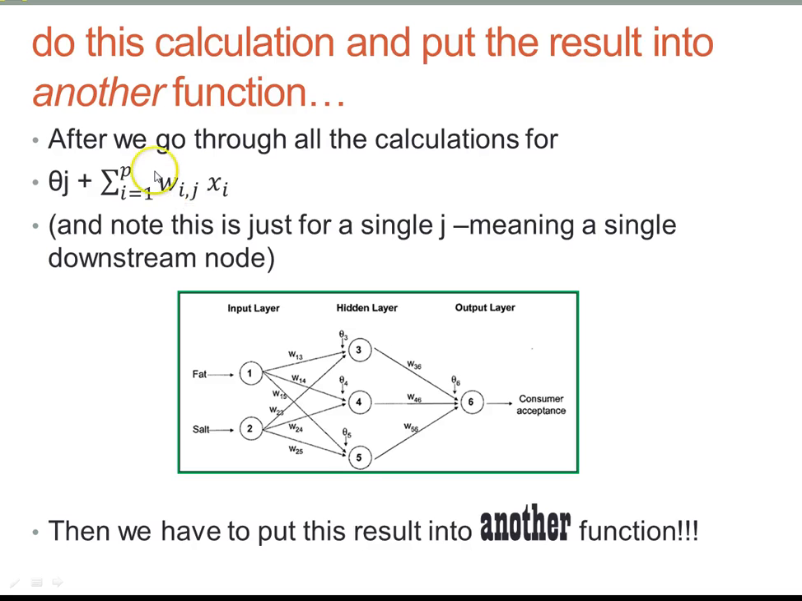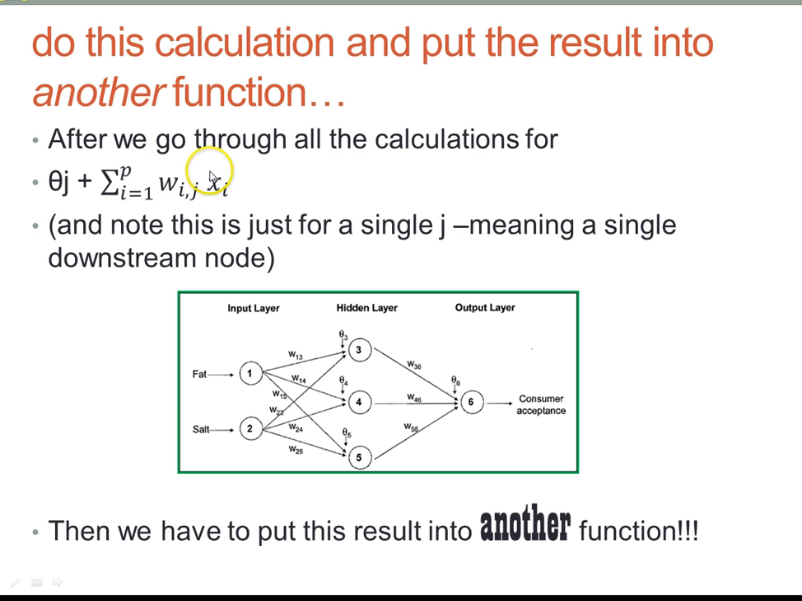Okay? So, anyway, we have this, and this is going to tell us what's going into the jth node, like this node or this node or this node. Unfortunately, that's not the end of the story. It's more complicated than that. After we go through all the calculations for this, and note that this is just for a single j, meaning a single downstream node, then we have to put this result into another function.